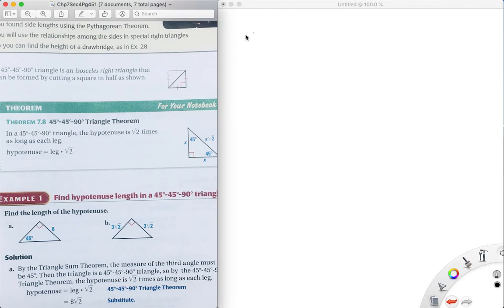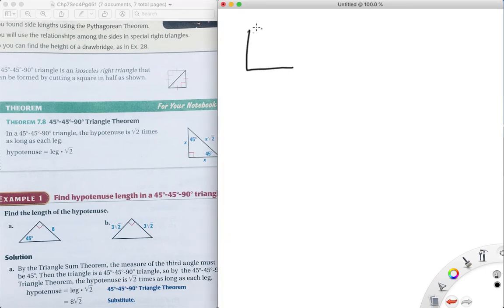45-45-90 triangle, so 90 degrees, this is 45 degrees. This is 45 degrees. And on a 45 degree angle, the legs are going to be the same distance because they're opposite the same angle. So these guys will be the same distance. And then the square root of 2 times x is going to be the hypotenuse.